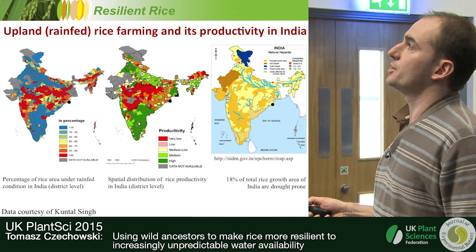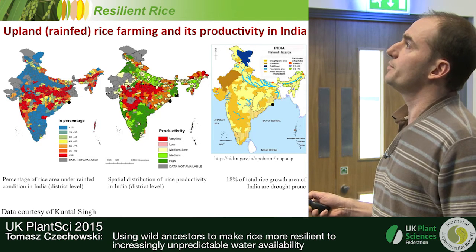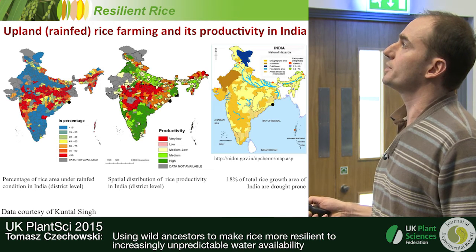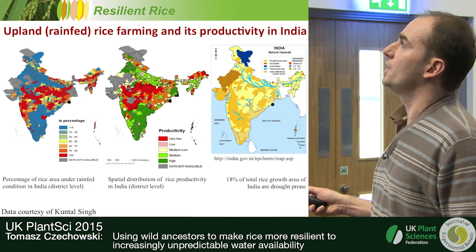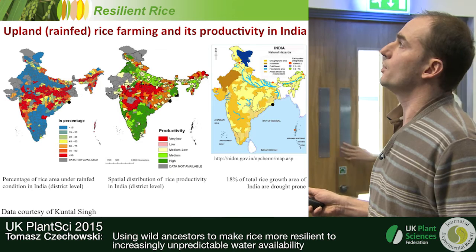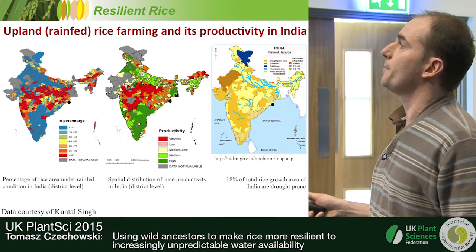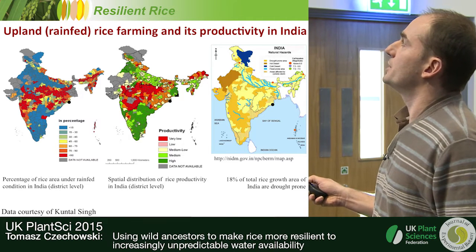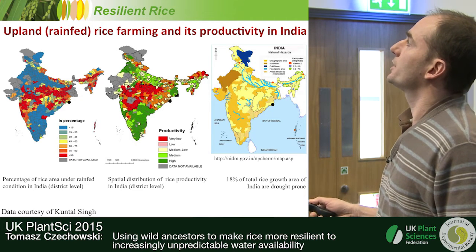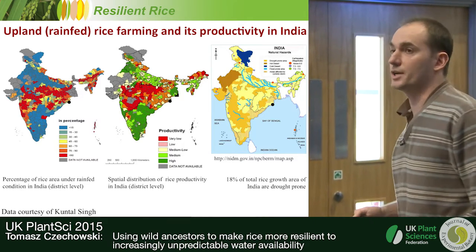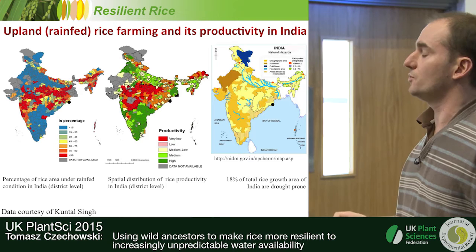Productivity of that rice depends on the rainfall. If you compare that map with the middle one, which shows the productivity of these regions, you see the paddy fields are giving high yields in the south and the north. But the regions growing upland rice are very low in productivity. If you compare that to the last map on the right, the regions in the middle belt are prone to drought, and actually around 20% of the total grown area of rice in India is prone to drought.